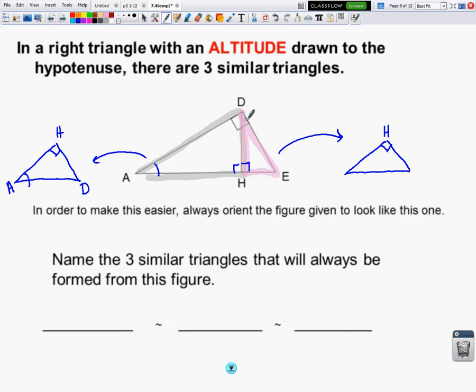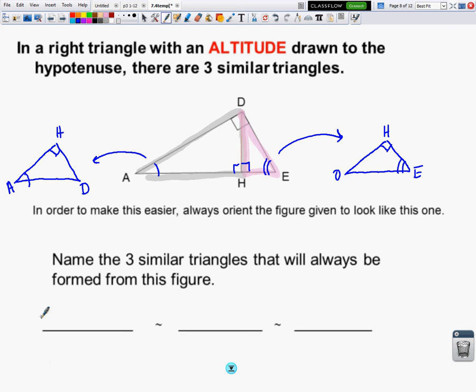So I rotated it, or flipped and rotated, so the 90-degree angle is on the top. Notice that angle E is not only in the pink triangle, but it's in the whole triangle. So to make sure that the corresponding spot is lined up, this has to be angle E. Are you with me? What does that make the remaining angle in the pink triangle? D.